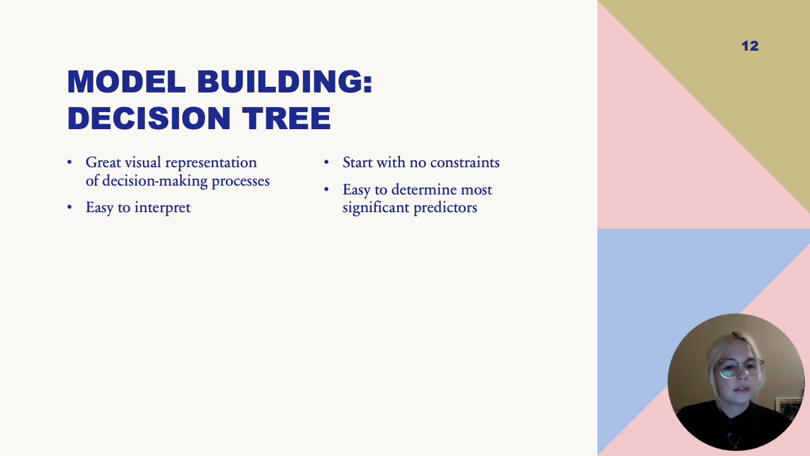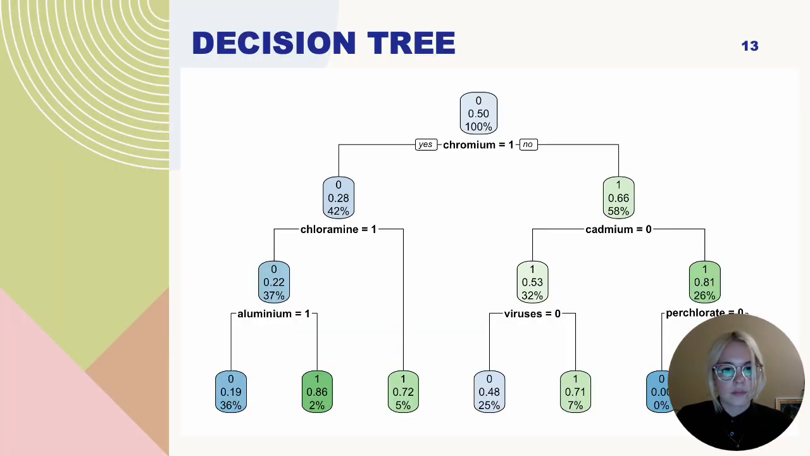You can see which ones are the most important, which ones to pay attention to. When I started building this model, I didn't add any constraints. I didn't include any depth limits. And then here was my final decision tree. After pruning the decision tree, I set a max depth of 3. This is the final result.